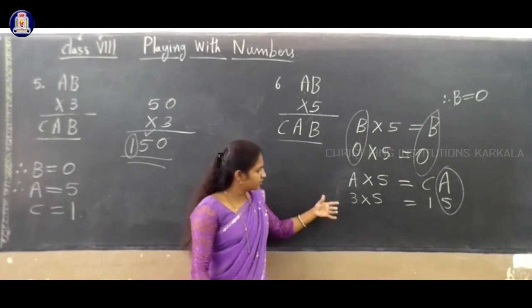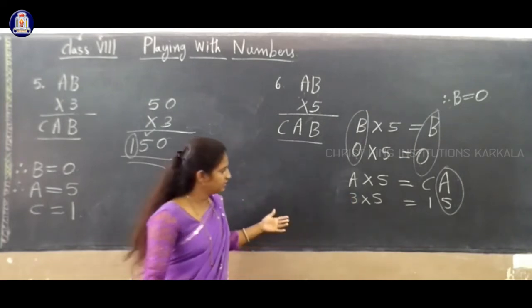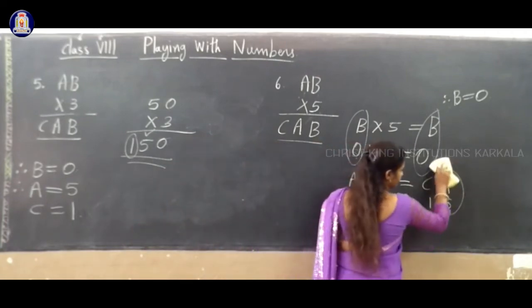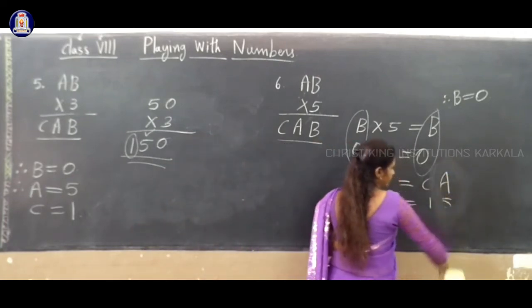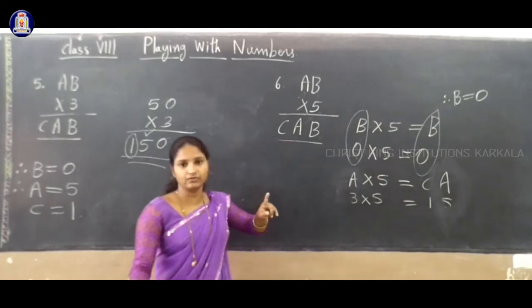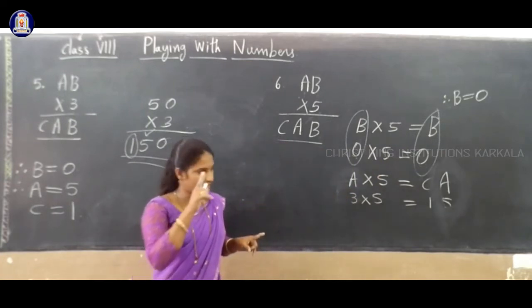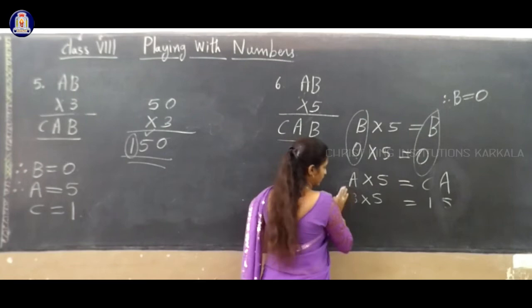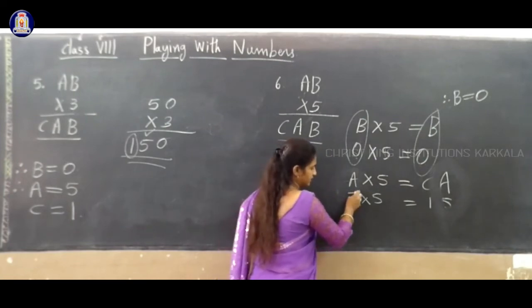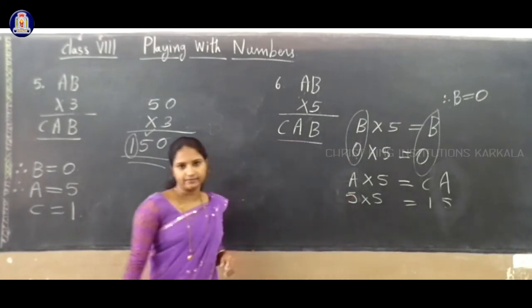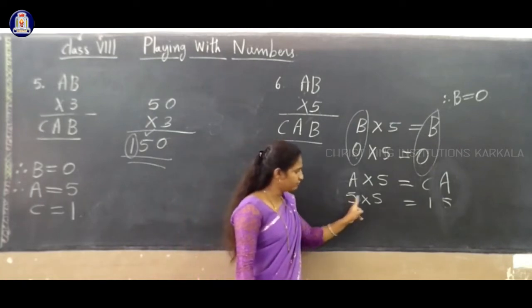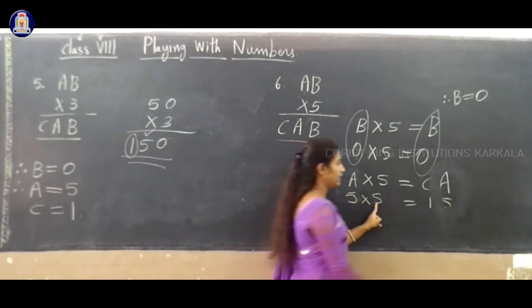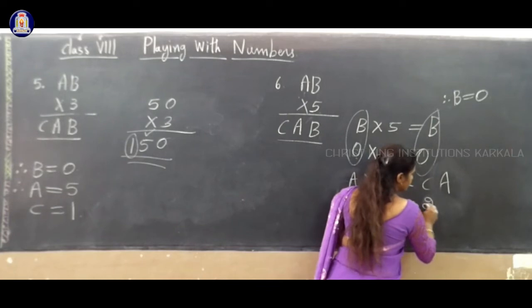Now you have to consider the other number. Consider A is equal to 5. What happens? See, 5 5s are 25. Correct? So the last value we get is 5. So now you have to write the value of letter A is 5. So now write, 5 5s are 25. Correct? 5 5s are 25.